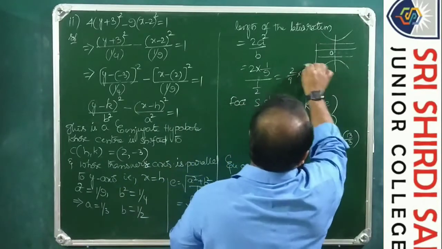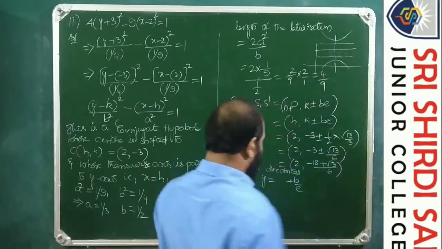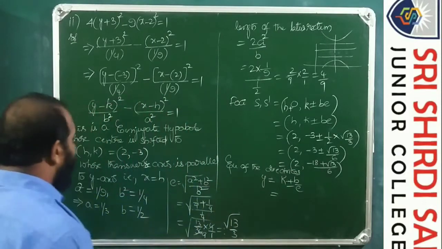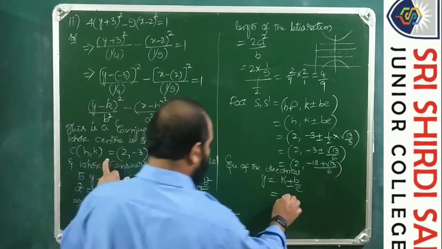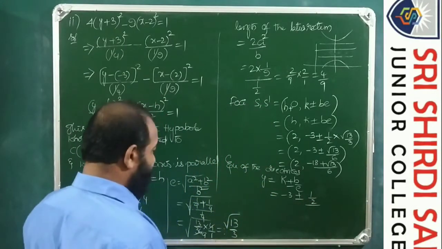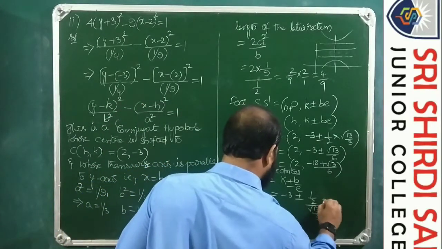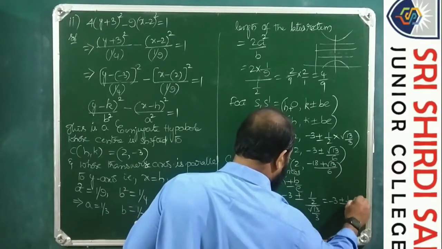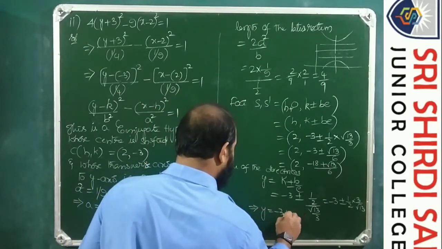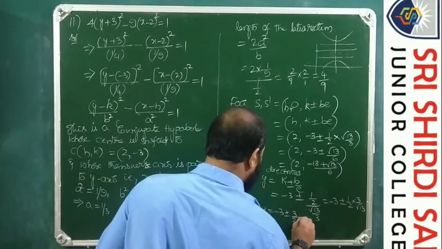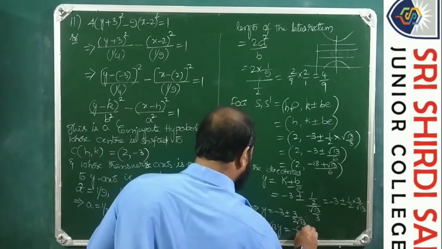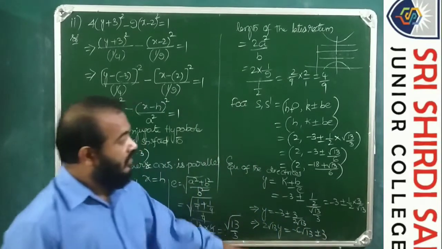But here, this is the concept. So origin has been shifted. Therefore, with this additionally k would be added. So k value here is minus 3 plus or minus b by e. B value is 1 by 2, e value is root 13 by 3. So this is minus 3 plus or minus 1 by 2 into 3 by root 13. So y is equals to minus 3 plus or minus 3 by 2 root 13. So 2 root 13 y is equals to minus 6 root 13 plus or minus 3, which is the equation of the directrices.